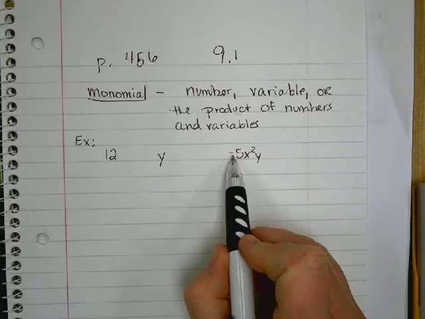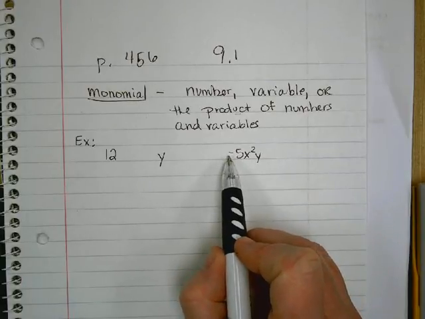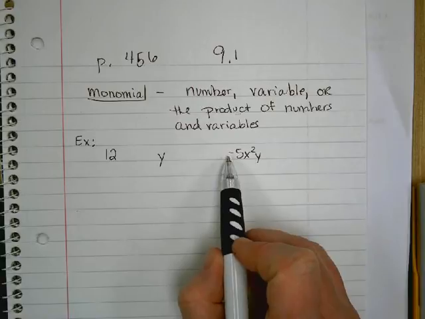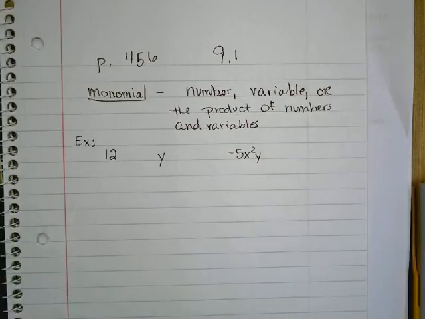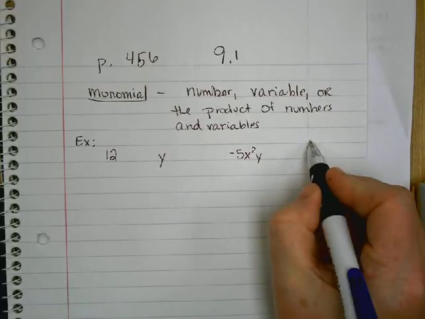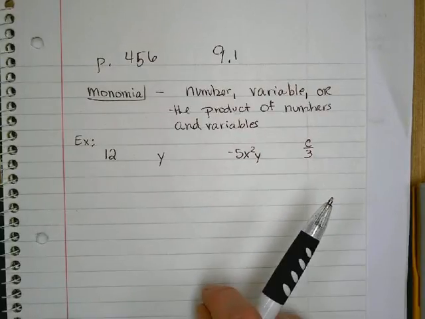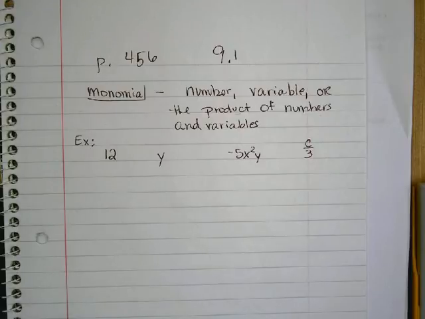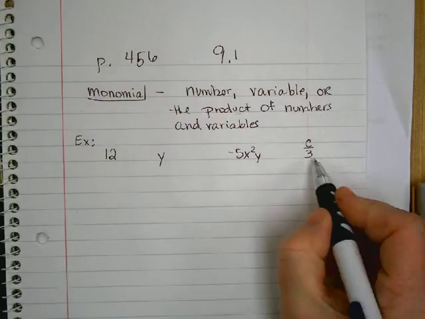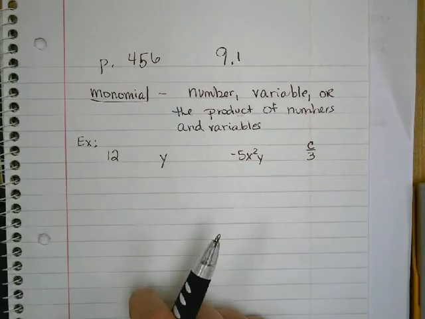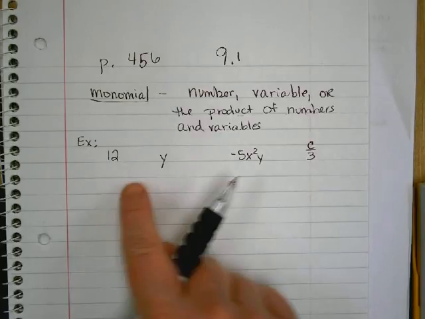That is a negative sign. It indicates whether it's positive or negative. It is not a subtraction sign joining something else. It's a negative sign in this case. C over 3 is a quotient. A quotient and a product are basically the same. What do you do to get a quotient? You're really multiplying C times 1/3. Okay? So these are monomials.